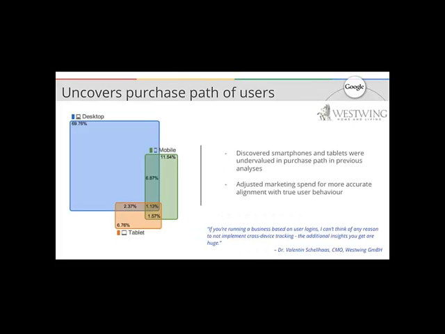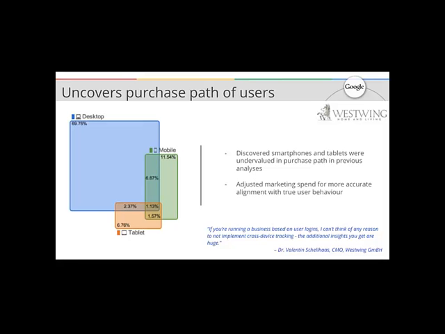Okay, just two more case studies. This one specifically talks about West Wing, and I spoke about cross-device tracking and cross-device behavior tracking. This one covers that they figured that smartphones and tablets were significantly undervalued, so much so that when they adjusted their marketing, they increased their marketing spend, and they found significantly higher conversions as a direct consequence of that.